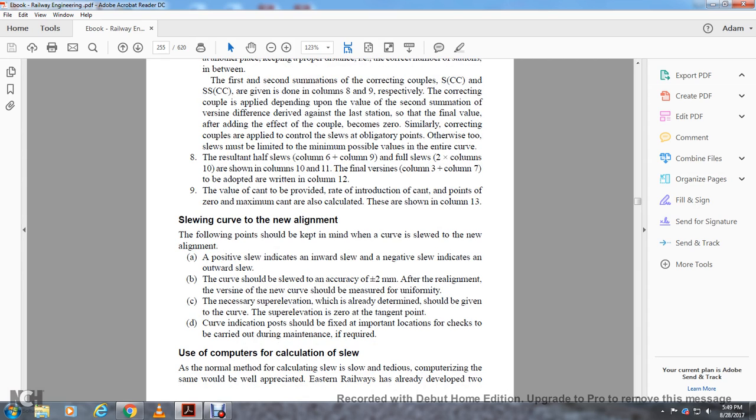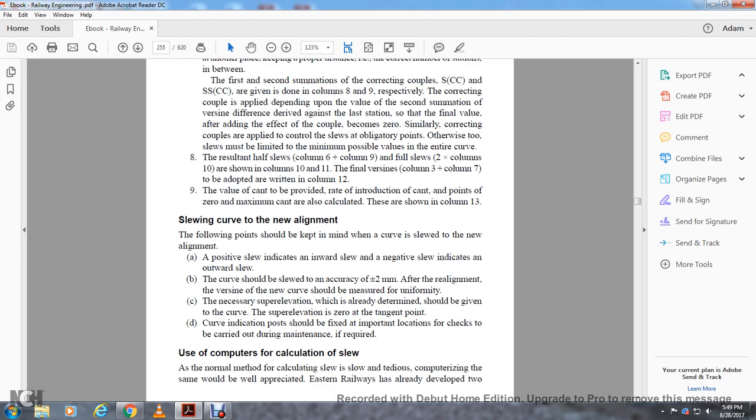Alright, slewing the curve of the new alignment. The following points should be kept in mind with the slew of the curve. With the new alignment, a positive slew indicates an inward slew and a negative slew indicates an outward slew. The curve should be slewed with an accuracy of plus or minus 2 millimeters. After realignment, the versines of the new curve should be measured for uniformity. The necessary superelevation already determined should be given. The superelevation of the curve is 0 at the tangent point.